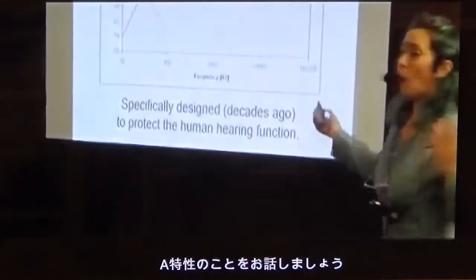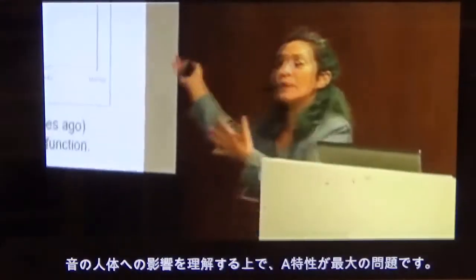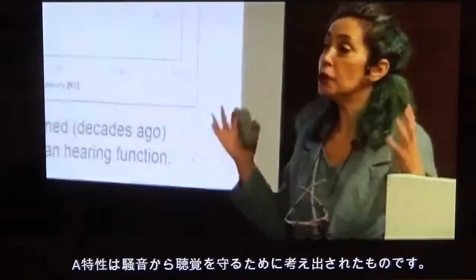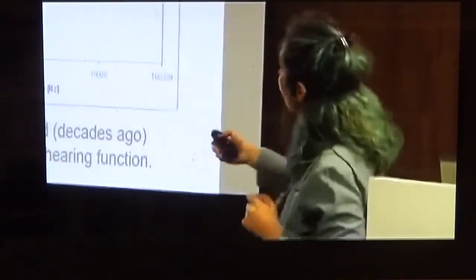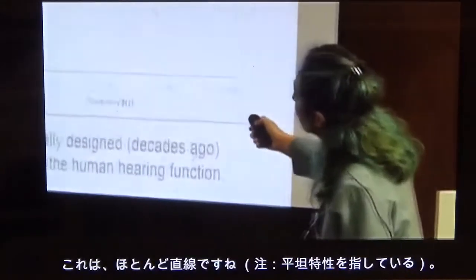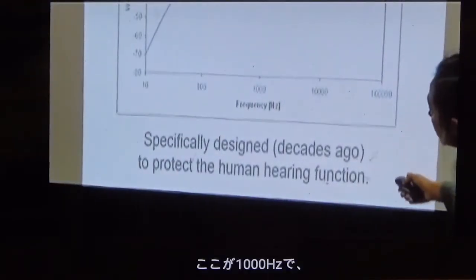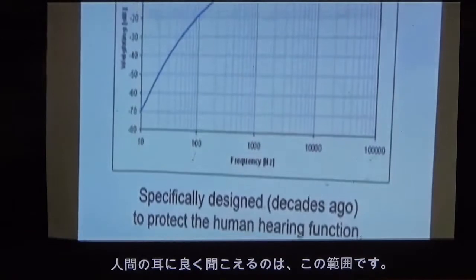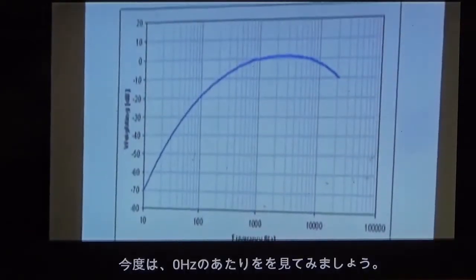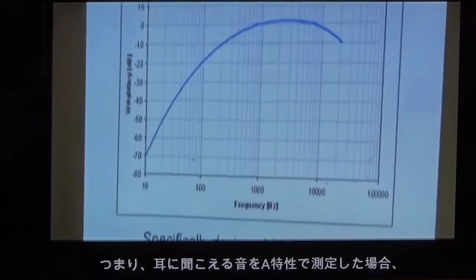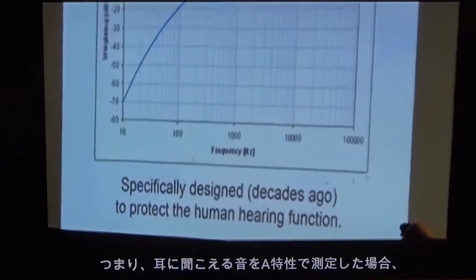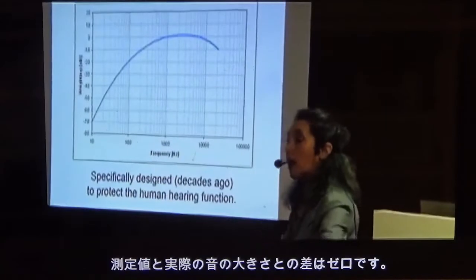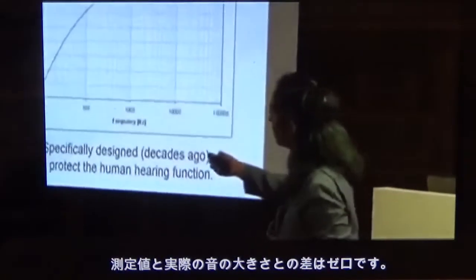So, why the DBA? This is one of the biggest problems of understanding health. DBA was conceived to protect the hearing. So, let's see. Here it is almost a straight line. And let's look. The frequencies are 1,000 to about 10,000. This is where we hear very well. So now let's look on that side. See here, it's 0. This means when you measure with the DBA at these frequencies, the difference between what you measure and what is really in the environment is 0.